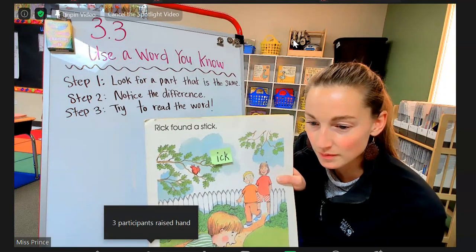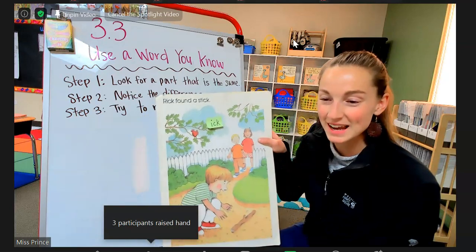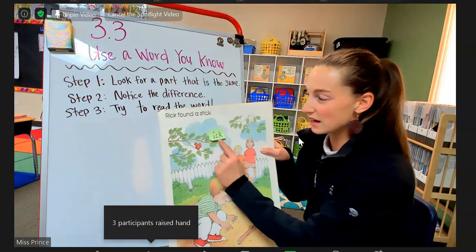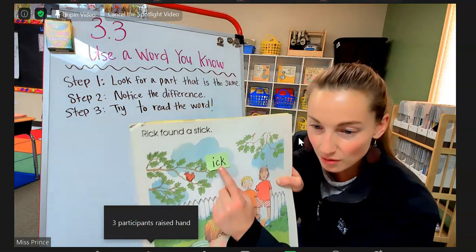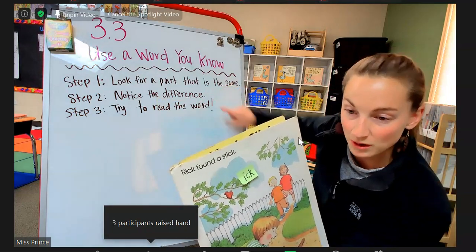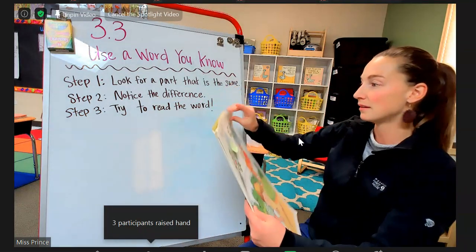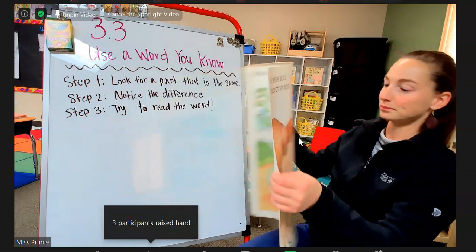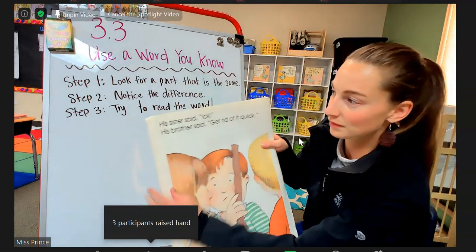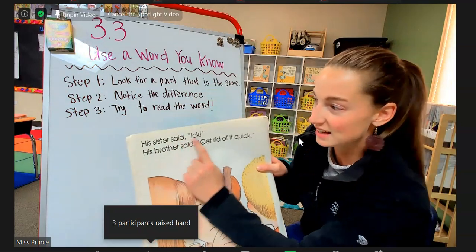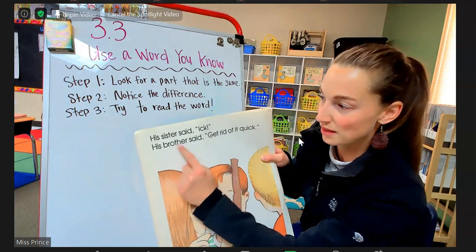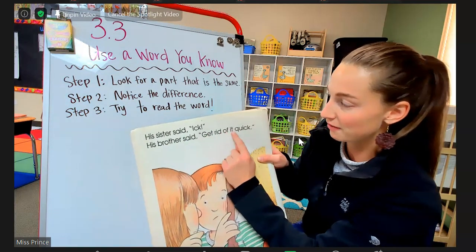Found a stick. Good job, Jose. Stick. Rick and Stick both have ick. So I needed to focus on the part that was different and then try to read the word. And Jose, you did an amazing job. Thank you for your help. His sister said, ick. That's that word we were talking about earlier. His brother said, get rid of it.